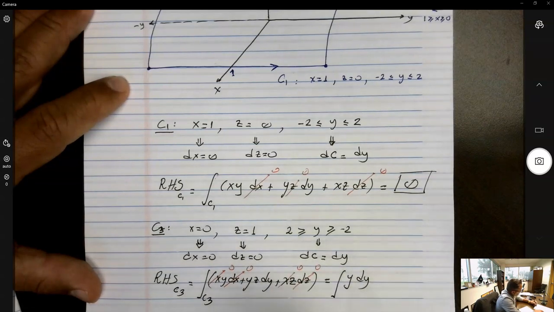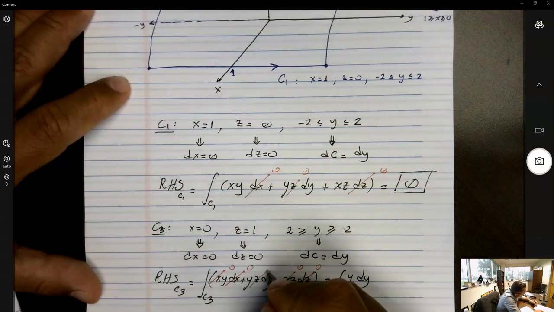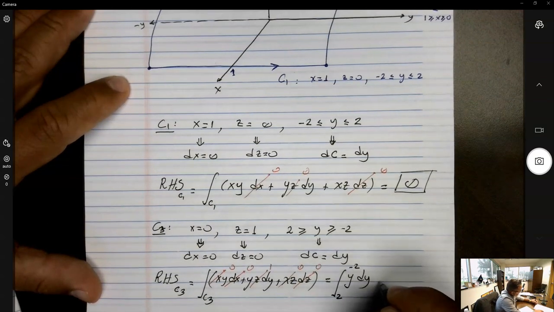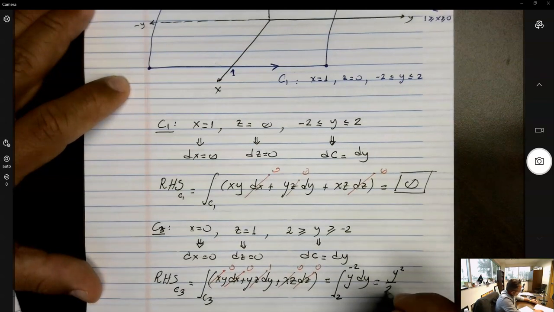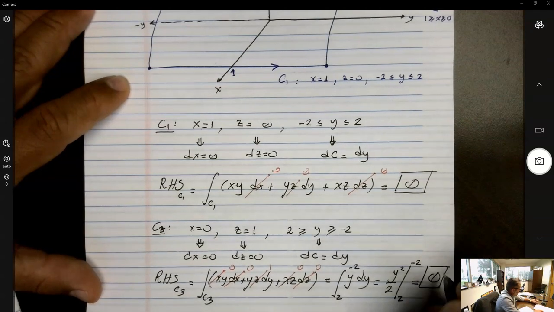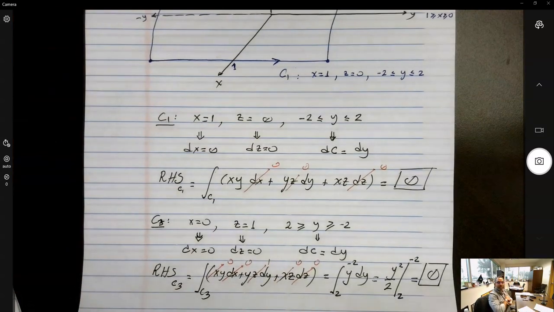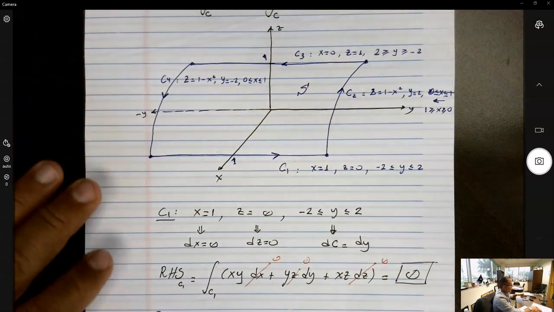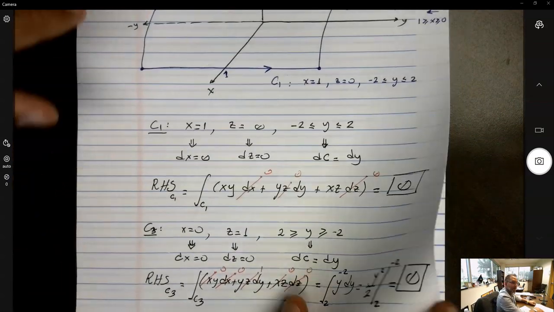Remember, z is equal to 1. So this one will go to 1. And the limits of integration now go from 2 to -2. And that would just be y squared over 2 between 2 and -2, which will be 0 as well. So there's no contribution of the circulation along the upper curve or the lower curve.